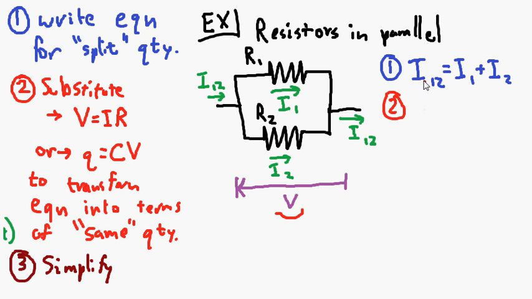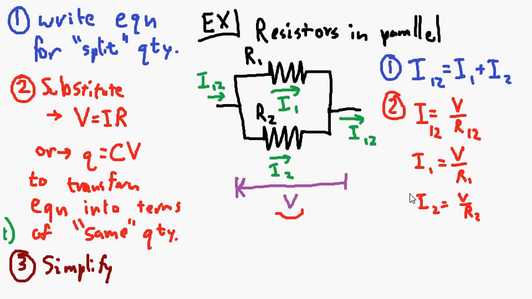So what I want to do is substitute something in for I to get it in terms of V. I'm going to take V equals IR and transform that into I equals V over R. Then we can say I12 is V over R12, I1 is V over R1, so that gets us this current, and I2 is V over R2.